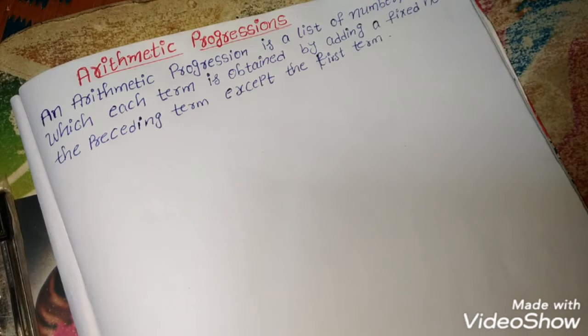We know that what does a progression mean? Numbers in a pattern are called a progression. What is a pattern? Pattern means anything you can take.